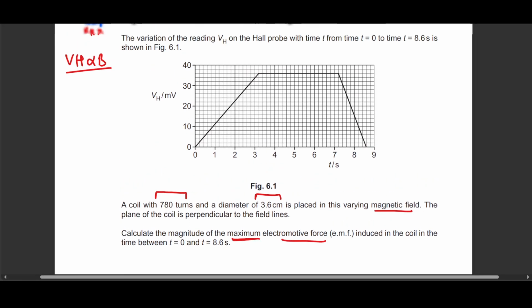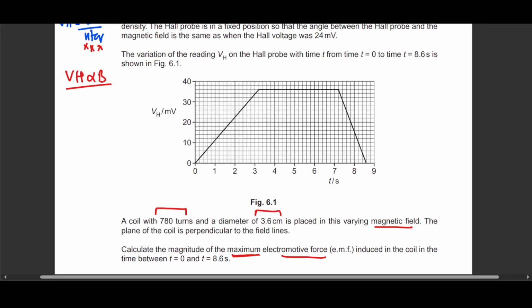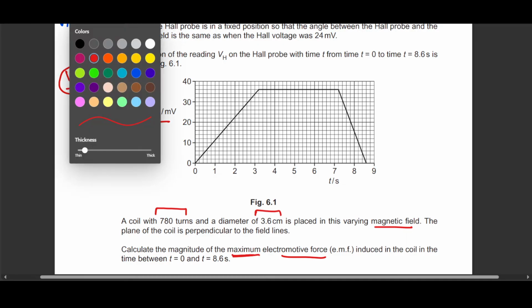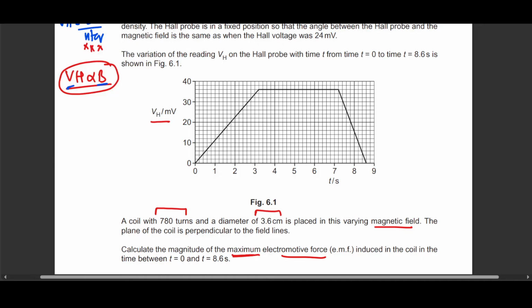If I want to find the maximum EMF, I will be looking for the maximum change. Notice that Hall voltage, since it is a representative of B, right? They are analogous to each other. I should think like that. So the change from 0 up to, let's say, this value is 36 probably. Yes, so this is 36 millivolts. And this took a time of 3 seconds.